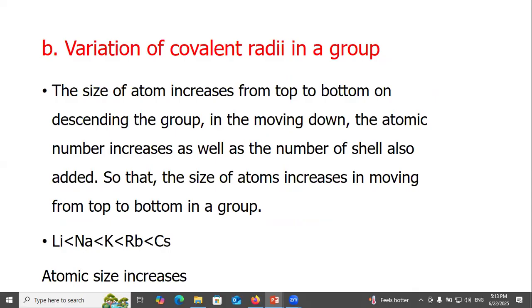Variation of covalent radii in the group: the size of the atom increases from top to bottom on descending the group. In moving down, the atomic number increases as well. The number of shells is also added, so the size of atoms increases in moving from top to bottom in a group. See, in the alkali metals lithium, sodium, potassium, rubidium, cesium, atomic size increases. The least size is lithium, whose atomic number is also least, but the largest size is cesium due to higher atomic number and also the increased number of shells. That's why the size increases.